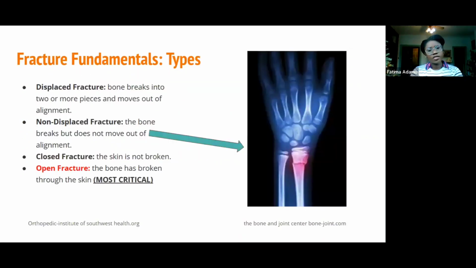Types of fractures. A displaced fracture is when the bone breaks into two or more pieces and moves out of alignment. A non-displaced fracture would be something like this, where the bone fragments are fairly in line. A closed fracture is where the skin is not broken, and then an open fracture is where the bone is piercing through the skin. It will be most critical.